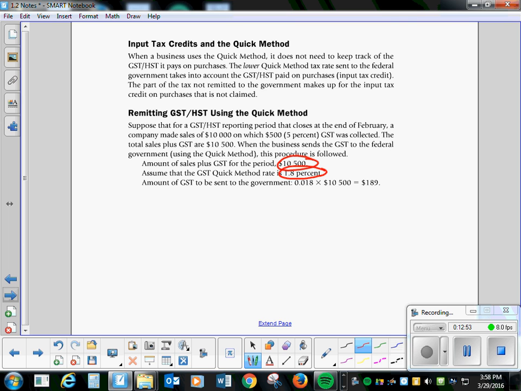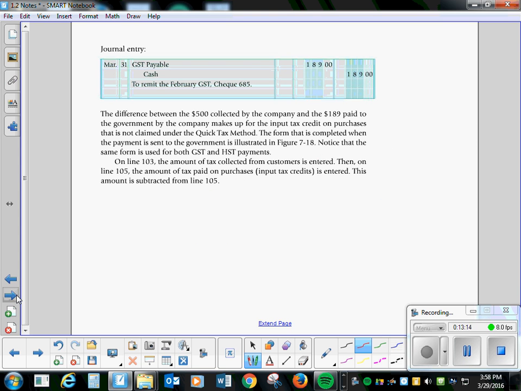All you need to do, you don't have to keep track of anything. You take the total and multiply it by 0.018, which is 1.8 divided by 100. That's where that number is coming from. And it equals 189. Now that's way easier than keeping track and subtracting and so forth. Your journal entry would look like this now. You have to pay cash of 189, so that's a credit, and your GST payable is now 189.